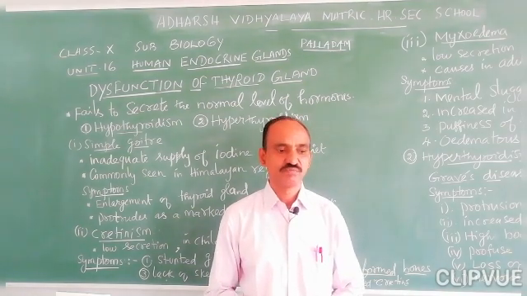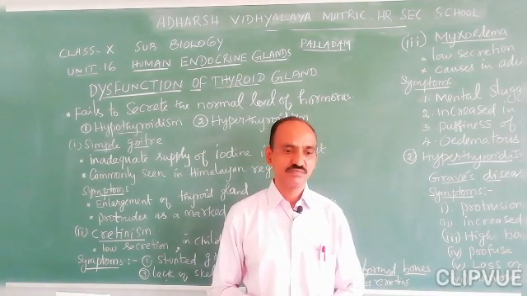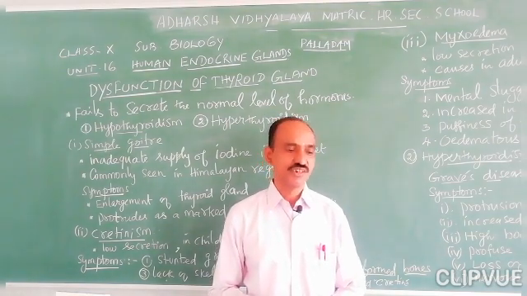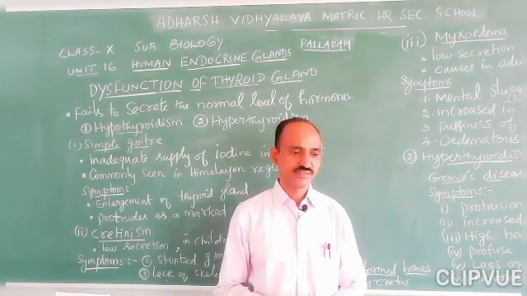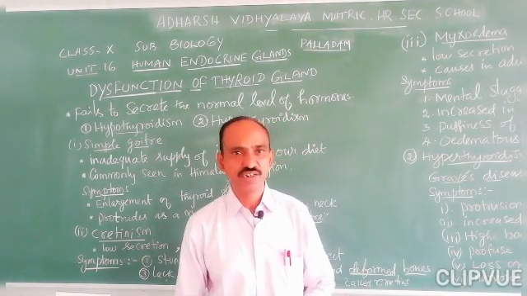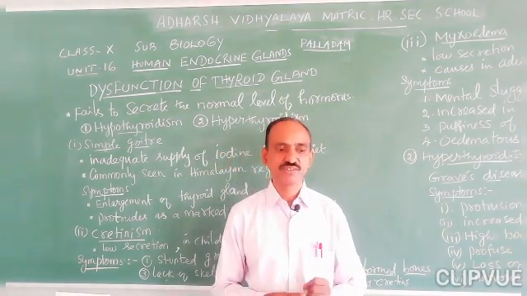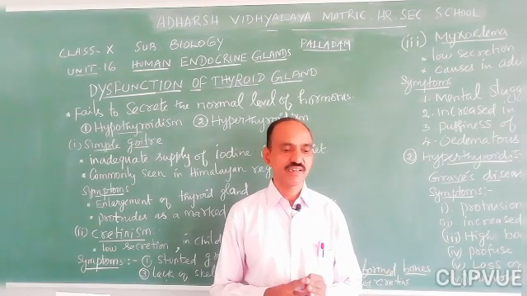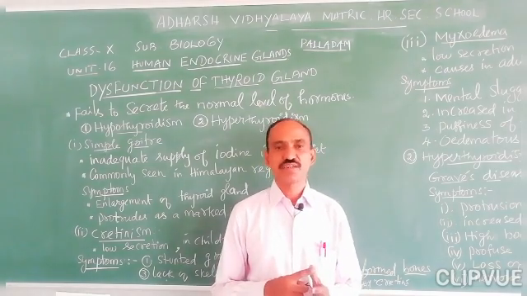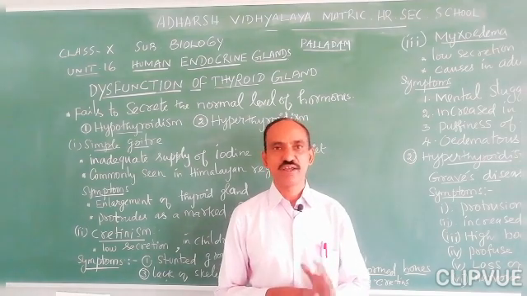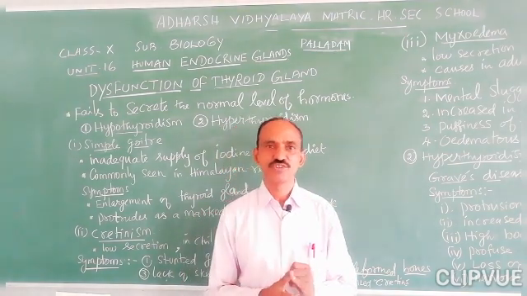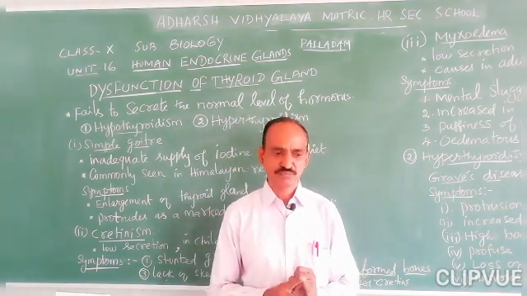Now we are seeing unit number 16, plant and animal hormones. Last class we studied the human endocrine glands. There are 7 different types of endocrine glands: pituitary gland, thyroid gland, parathyroid gland, thymus gland, pancreas, adrenal and gonads. Out of the 7 types, we have seen the pituitary gland.